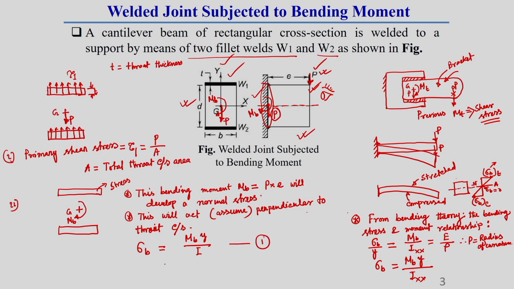Now, where MB equal to what? Here MB equal to the bending moment or you can say bending couple, because it tries to bend that welded joint, that is why it is creating a normal stress. This bending moment or couple is equal to P into E. Now I am going to discuss how to find out this I and how to find out the resultant stress due to this combined effect, that is the effect of this load P and the effect of this bending moment MB.